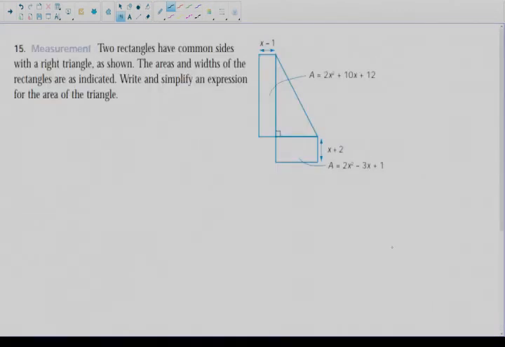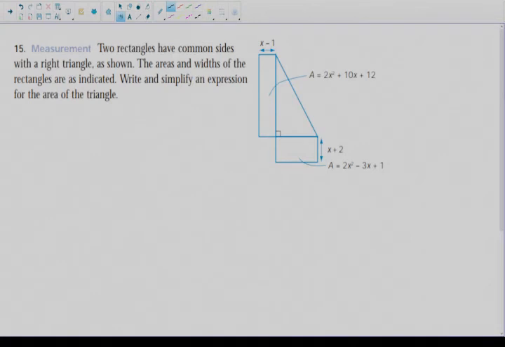Now for this question, which is probably one of the most important questions from the homework, because this style of question is often asked in assessments and stuff like that. So it says 2 rectangles have common sides with a right triangle as shown. The areas and widths of the rectangles are indicated. Write and simplify an expression for the area of the triangle.